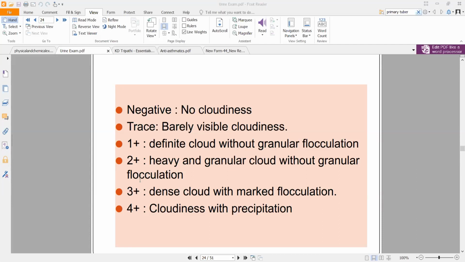At +3 you will see flocculation with a dense cloud. At +4 you will see proper precipitation along with cloudiness. I hope you know what precipitation is. The particles come together, form a solid substance, and start sedimenting down. That is precipitation.